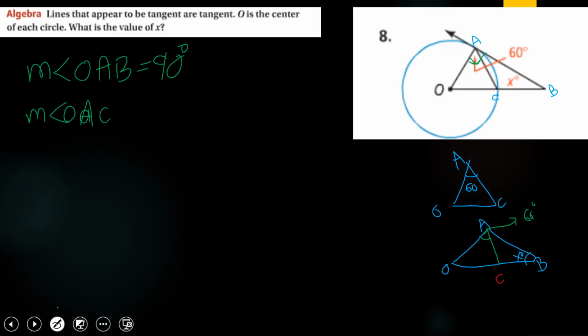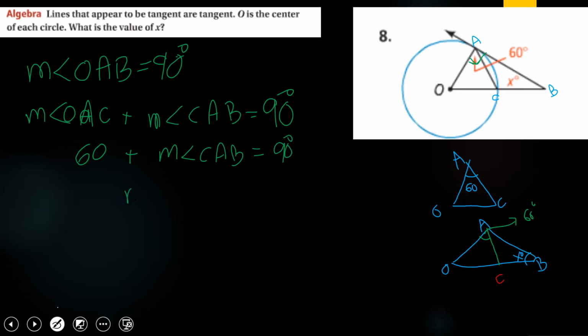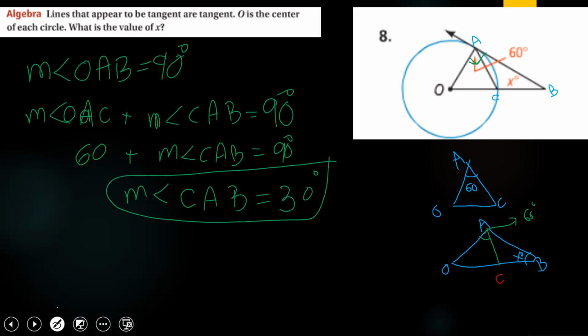This OAB, we can say that it is OAC and CAB. When you're adding them, you get 90. So OAC is 60 and CAB is unknown. Sorry. So we can say that the measurement of the angle CAB is 30 degrees. So this one here is 30. Now, this is for this angle.